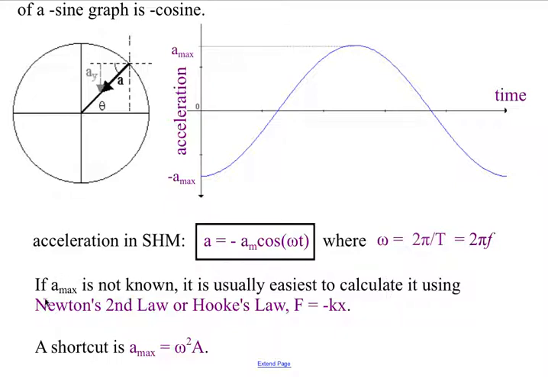If we don't know a max, we're usually going to go back to Newton's second law or Hooke's law, F equals negative kx. A shortcut that only works to find the max acceleration is a max equals omega squared A. So that was a crash course on position, velocity, and acceleration in simple harmonic motion.